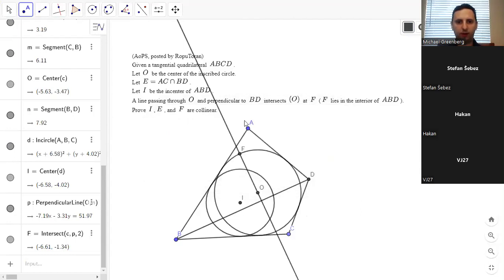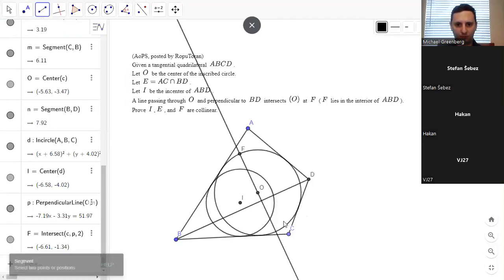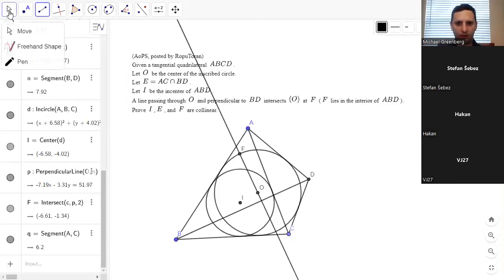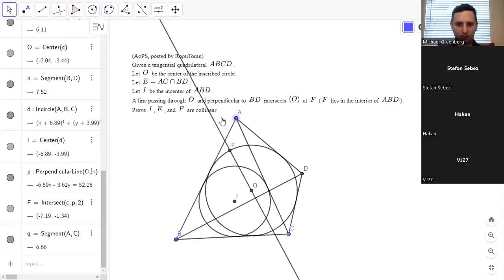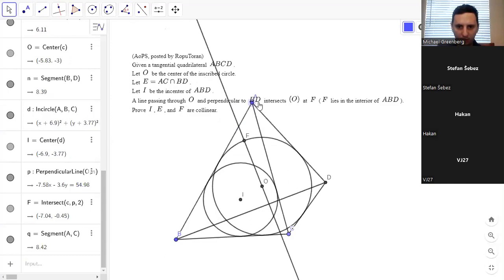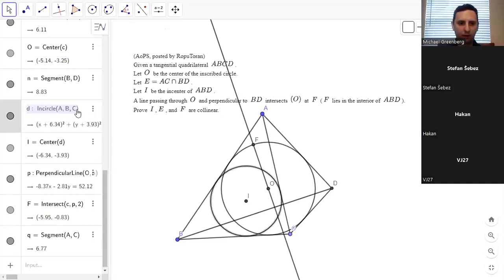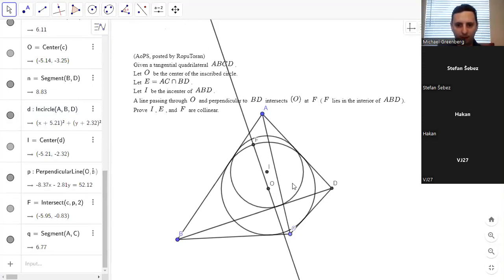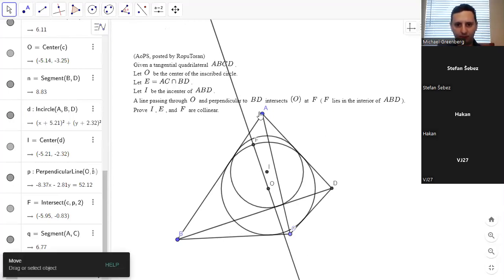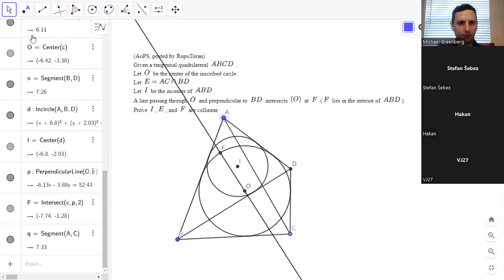And we want to show that, okay, and E is the intersection of AC and BD. Wait, did I do something wrong here? I think I might have done something wrong. That looks tangent, but you took an incenter of ABC. Oh, that's the problem. Okay. All right. Let's see. There we go. And so this should be point E. There we go. That looks much better.